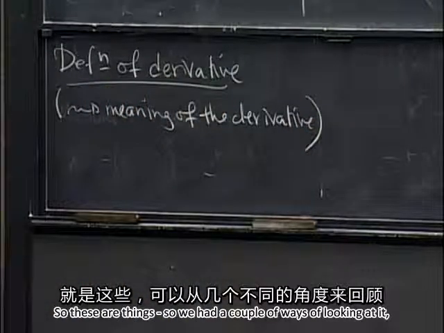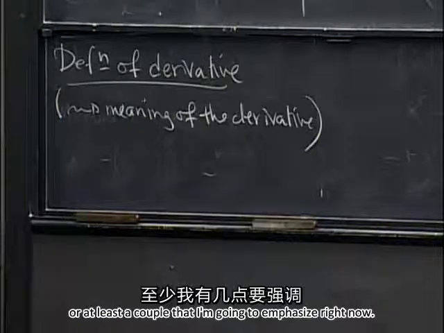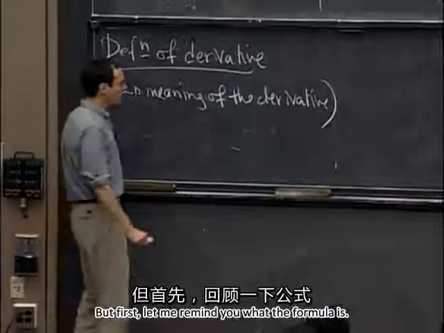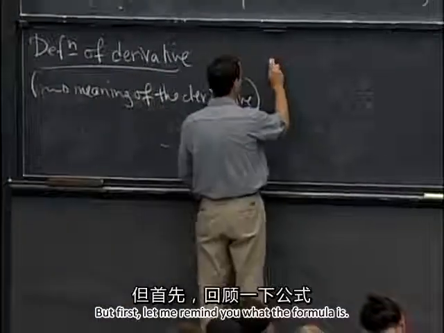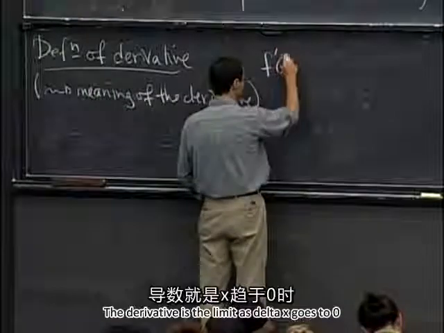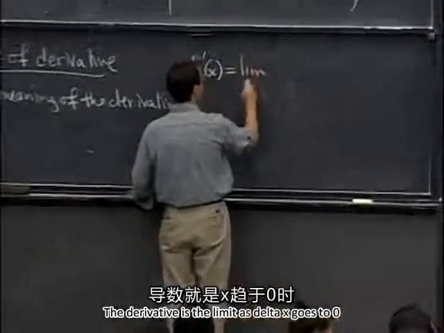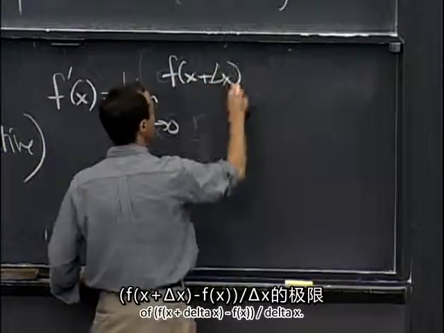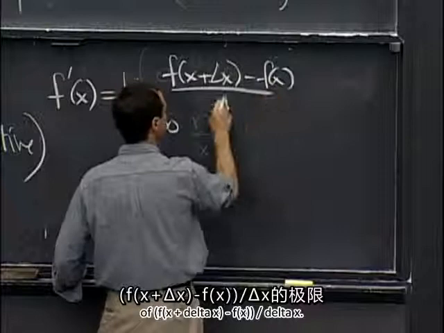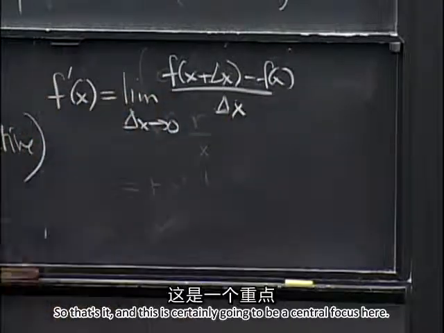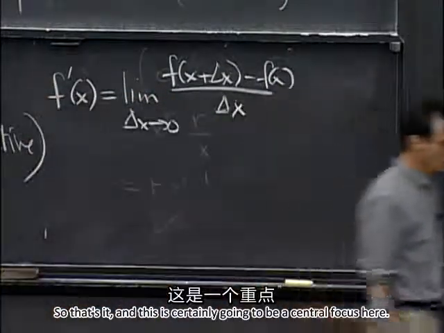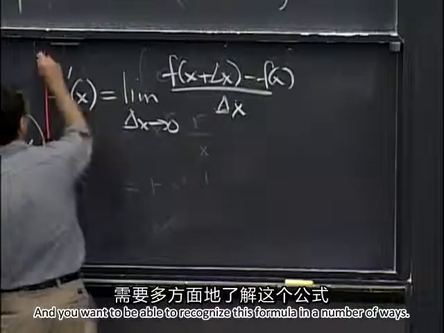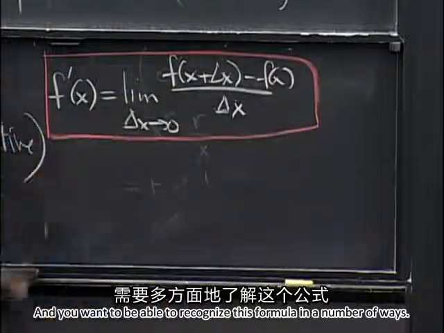So we had a couple of ways of looking at it, or at least a couple that I'm going to emphasize right now. But first, let me remind you what the formula is. The derivative is the limit as delta x goes to 0 of f of x plus delta x minus f of x divided by delta x. So that's it. And this is certainly going to be a central focus here. And you want to be able to recognize this formula in a number of ways.